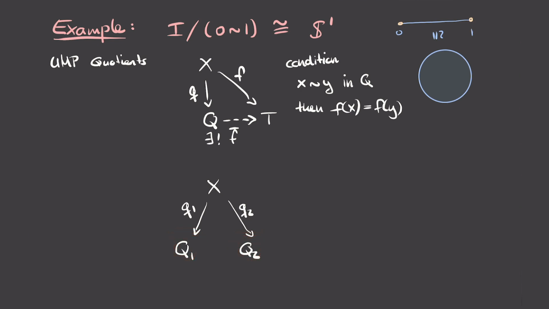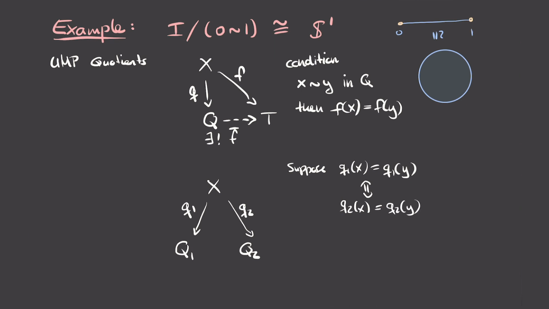So let's now suppose that these two quotient maps, Q1 and Q2, make the same identifications. So what does this mean? Well, it means that Q1 of X is equal to Q1 of Y. So this means that Q1 would identify X and Y. This should happen if and only if Q2 makes the same identification. So Q2 of X is equal to Q2 of Y.